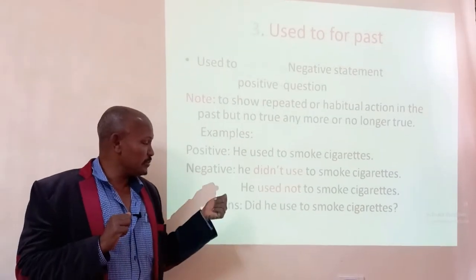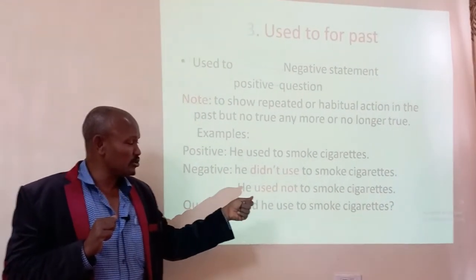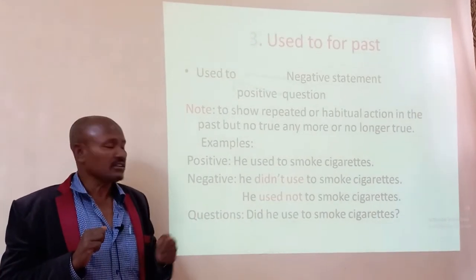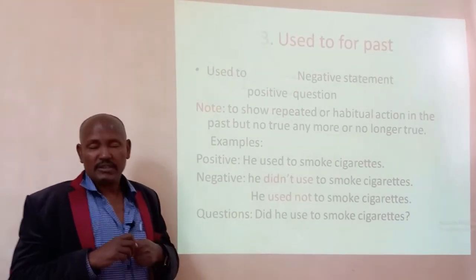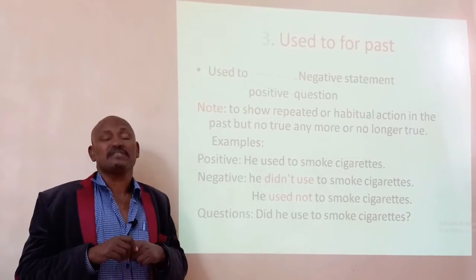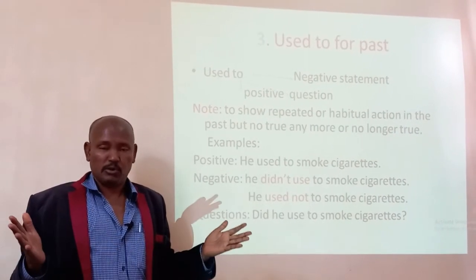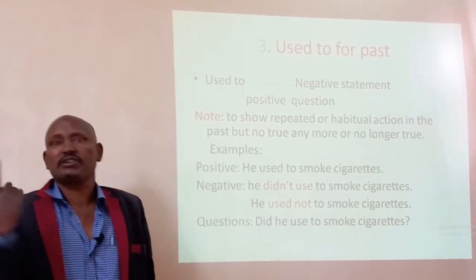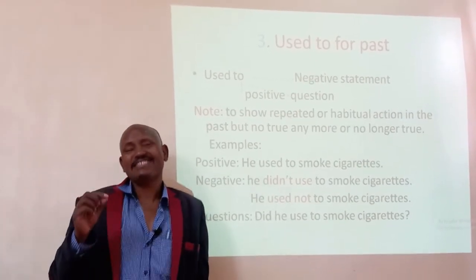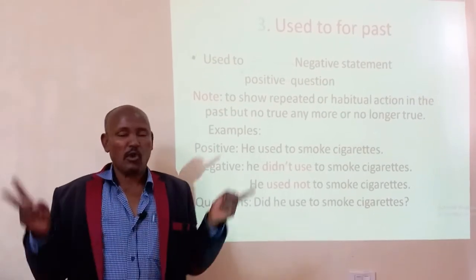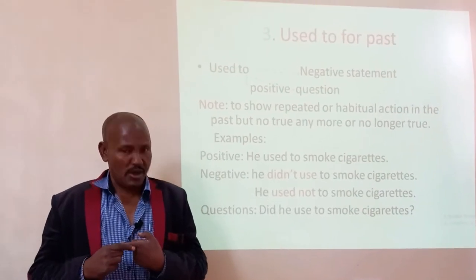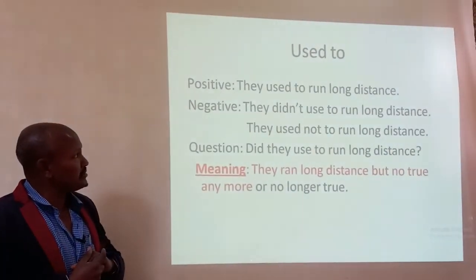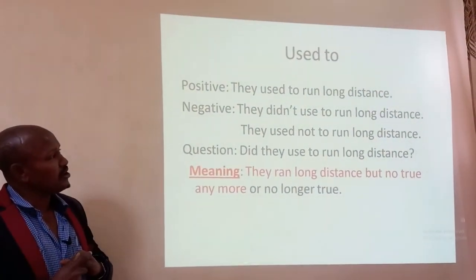In the question, here it is did plus subject plus used to, not used to, because the verb used to can change into did. We can answer with either a positive or a negative message. Yes, he used to smoke cigarettes. If not, he didn't used to smoke cigarettes. We have two options of answering such kinds of questions. Another example here: they used to run long distances.